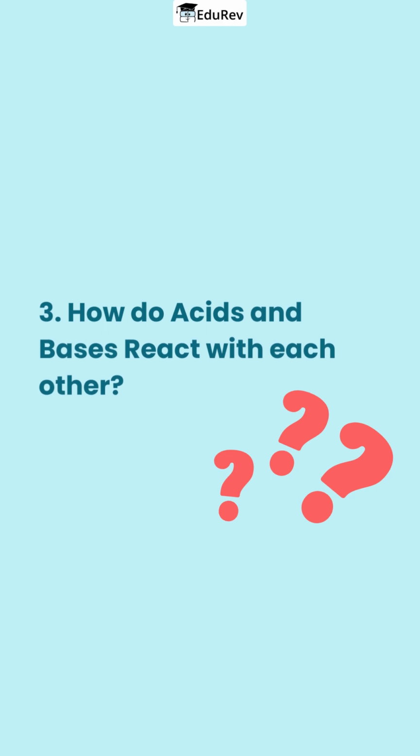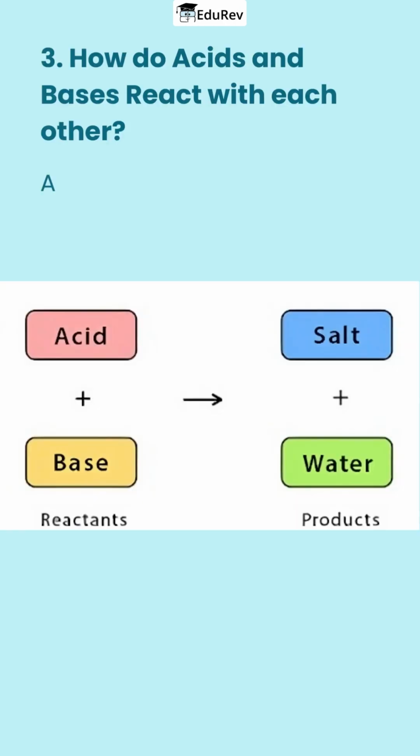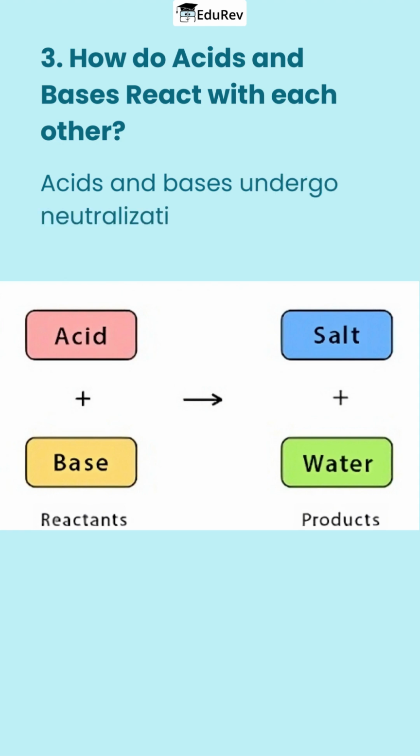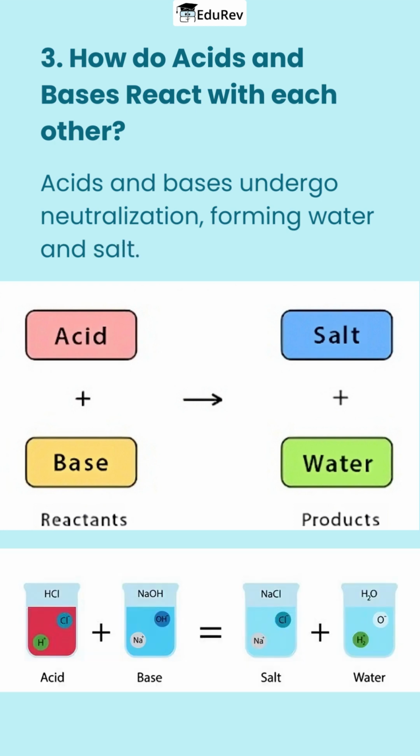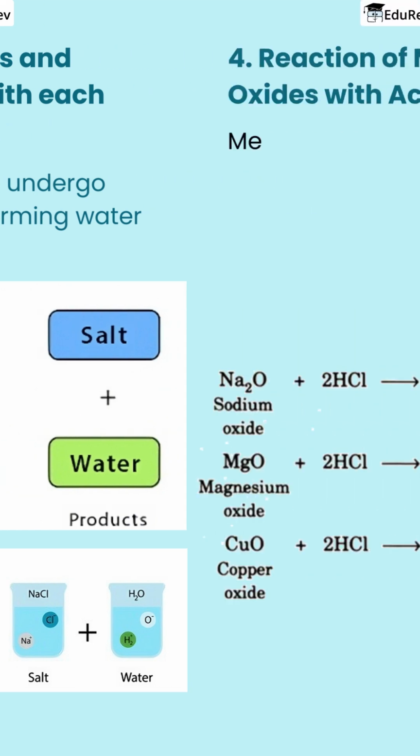How do acids and bases react with each other? Acids and bases undergo neutralization, forming water and salt. For instance, when hydrochloric acid reacts with sodium hydroxide, it produces sodium chloride and water. This reaction neutralizes their properties.